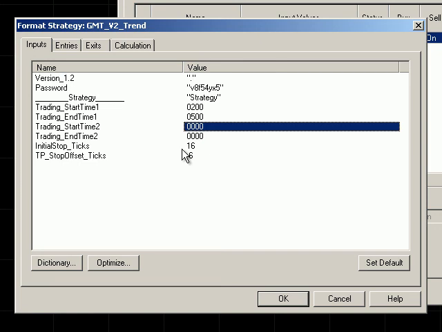Well, the advantage is that you're going to have a tight stop. If you don't have a circuit breaker, then you're probably going to get knocked out of a few more trades, so you're going to have the cost of trading built into that. That's going to increase. The bigger your stop, the fewer trades you're going to get.